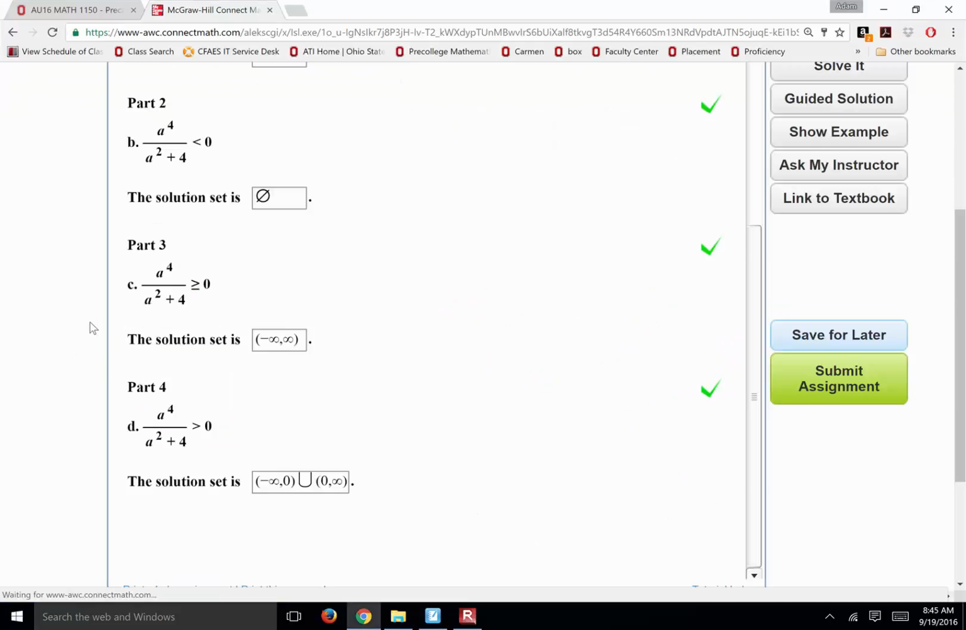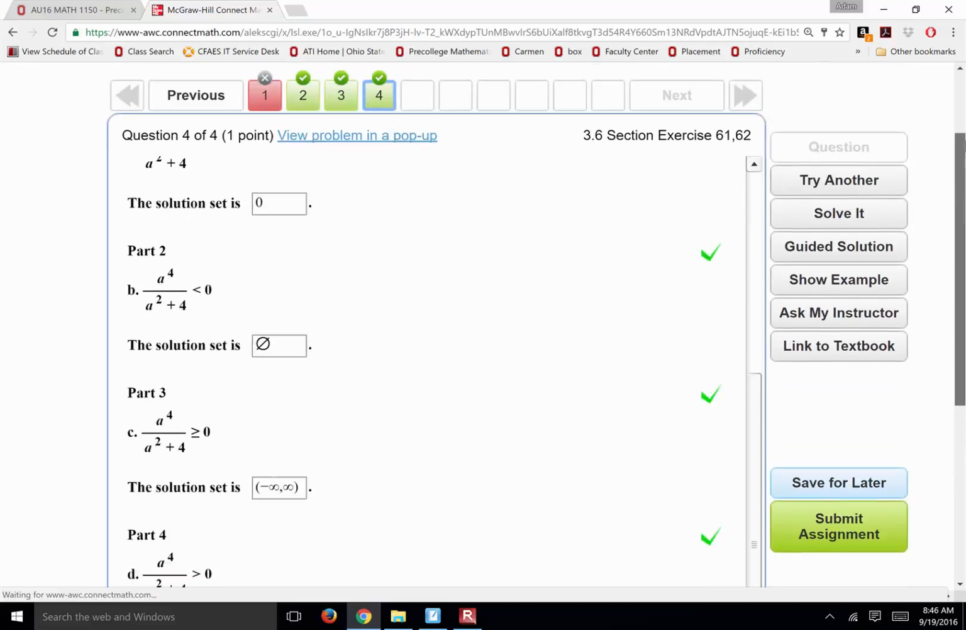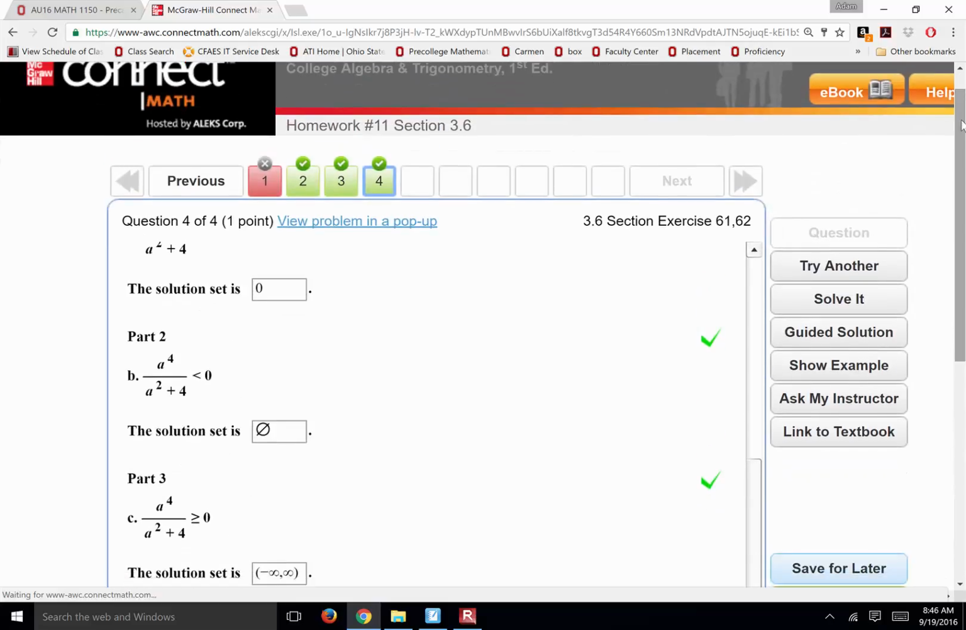Any questions on this set? All right. This was the last section in chapter 3. So polynomials are over. Finding zeros of polynomials is over. Solving inequalities involving polynomials and rational functions is over. Okay?